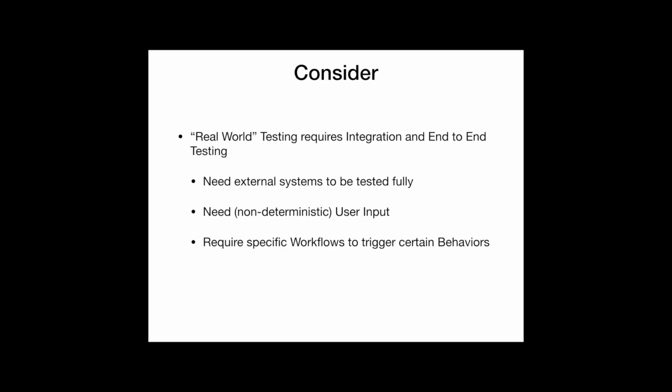So if you consider that real-world testing requires some amount of integration and end-to-end testing, if we take that assumption to be true, because if you look at the QA functional testing world, they've already taken that to be true. The reason they need those things is because they need external systems to be fully tested. So if I have a service that's designed to handle logins, to accept a username and password, I need to be able to test that system separate from the product that actually uses it. That's an external system that has to be tested alongside another process.